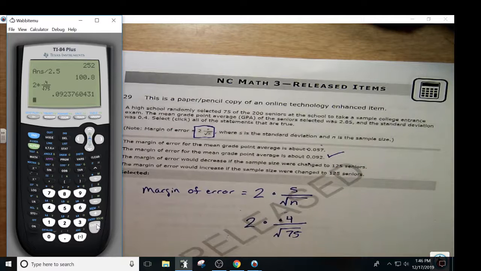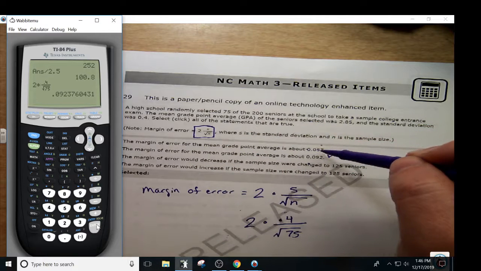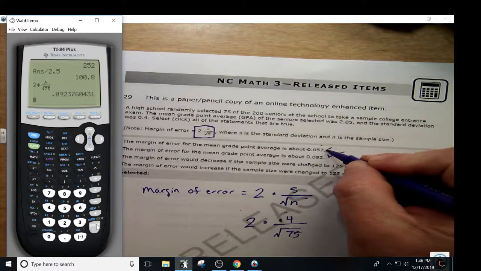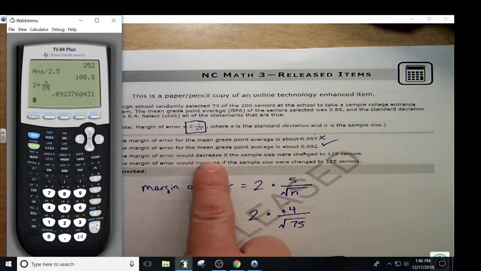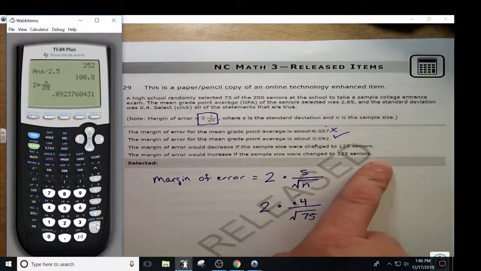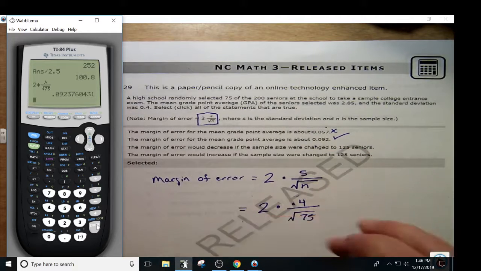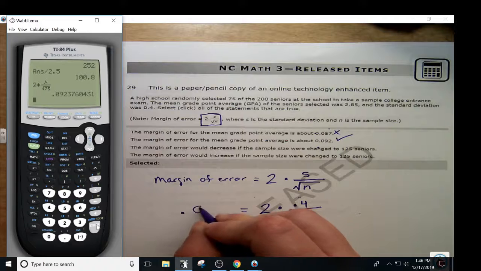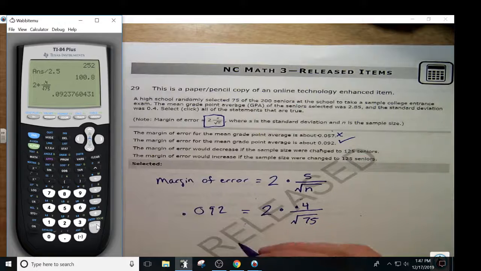Now we know the margin of error for the mean grade point average is about 0.057. Guys, that would not work because notice when we plugged in everything we need, we got 0.092. So we know that doesn't work. Now, the margin of error would decrease if the sample size were changed to 125 seniors. All right, now, well, the margin of error for 75 was 0.092. So now all you've got to do is plug in 125 for your sample size and see if it decreases. So now let's do that.